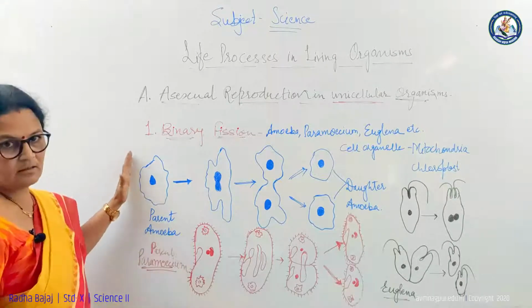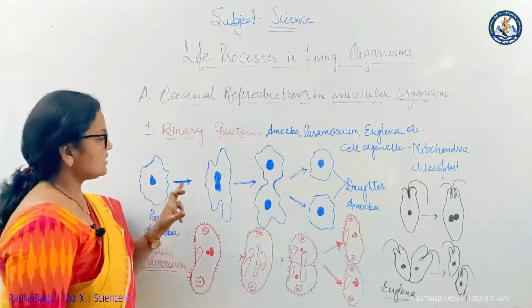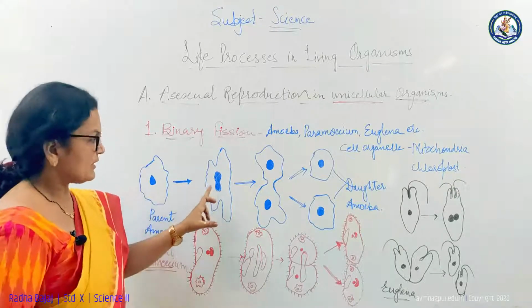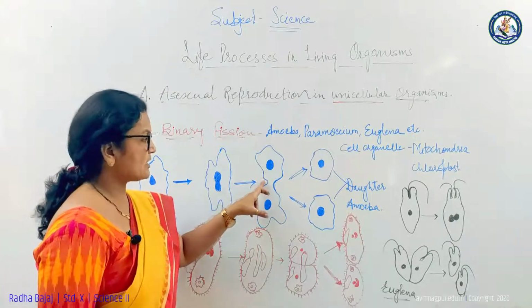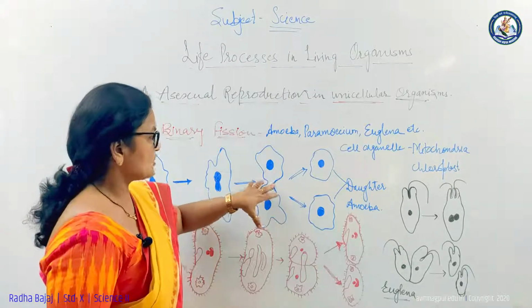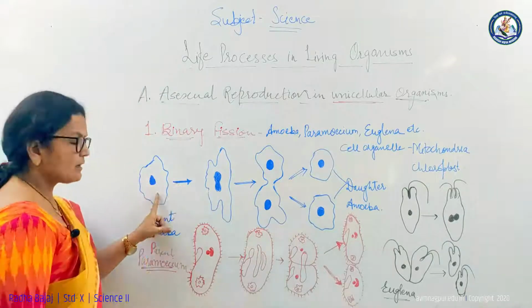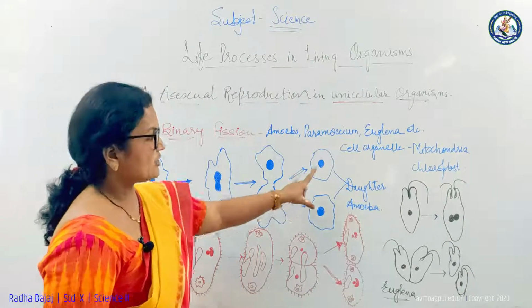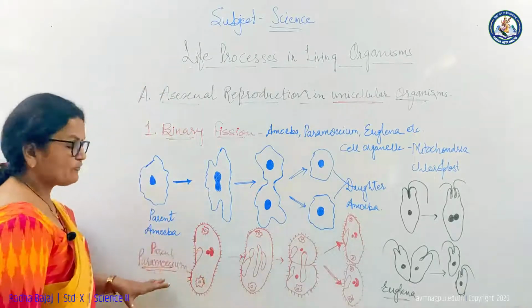First example we will see is amoeba. This is a parent cell. In the parent cell this is the nucleus. The nucleus starts to elongate. After elongation of the nucleus, the cytoplasm or body of the cell divides by a notch, and after complete meeting of the notch we get two daughter amoeba. मतलब क्या हुआ कि from a single parent amoeba we get two daughter amoeba. Now the second example is paramecium.